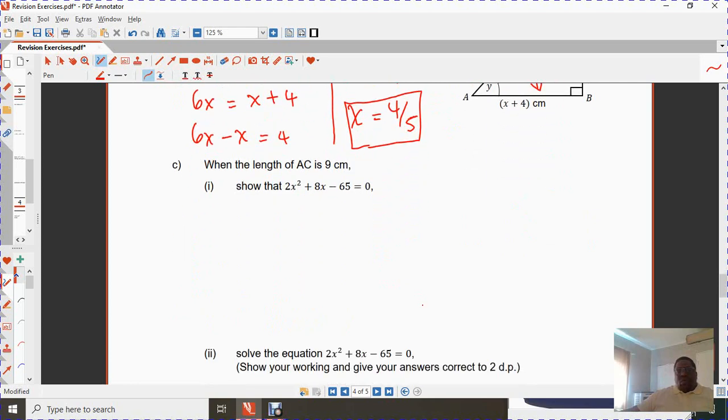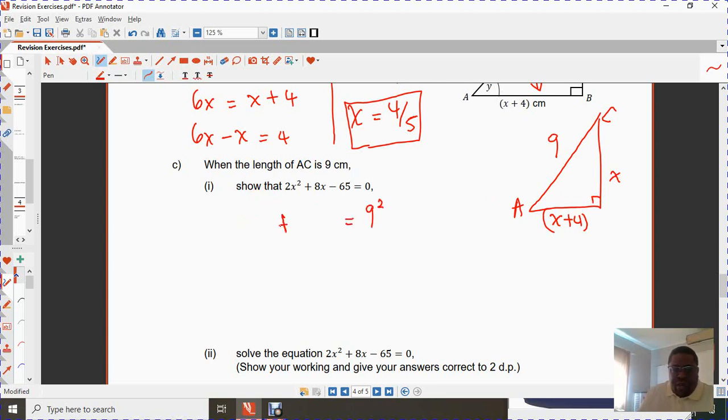Then they're saying when AC is 9, so let me just draw the right angle triangle here quickly. So this is 9, so this is our AC. We know this is x plus 4, and that is x. So they are saying when that is 9, we're going to use Pythagoras' theorem. Pythagoras' theorem says 9 squared should equal the sum of the two shorter sides, which is x plus 4 squared plus x squared.